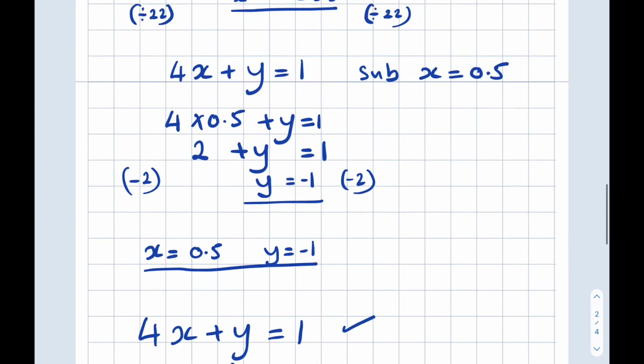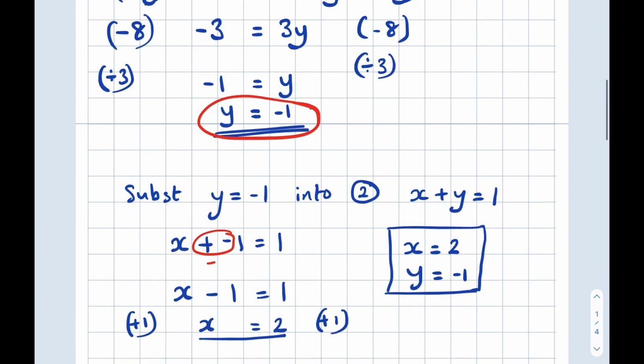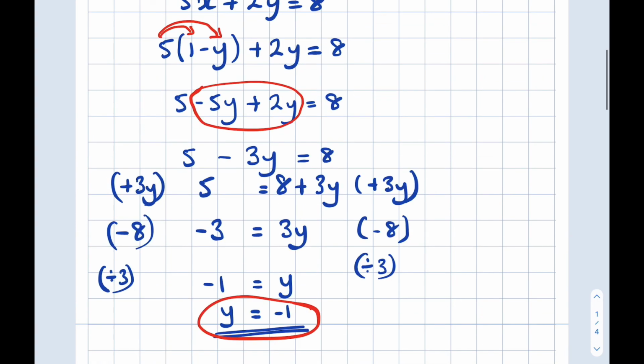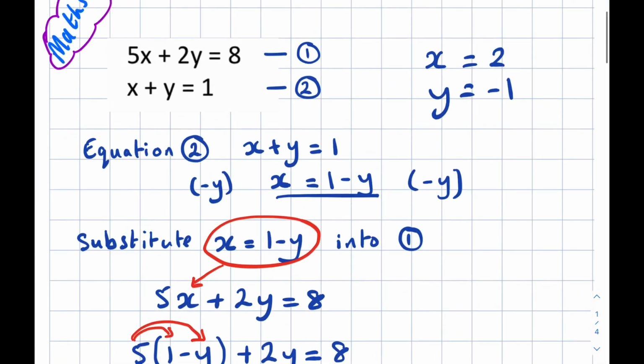So this was all about solving simultaneous equations using the process of substitution. And the way we can use this substitution process is by rearranging one of the equations and making one of the letters the subject of that equation, and then solving it by putting it into the other equation to find out the value of one of the variables.